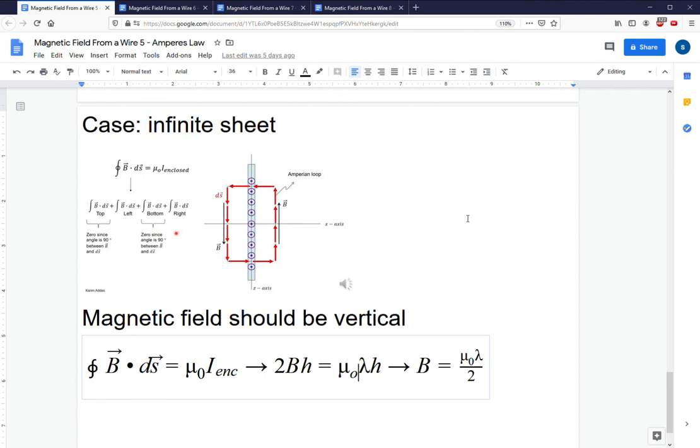Again, I would like to emphasize that the law of superposition still does apply. If we have multiple objects that are near each other, we can use Ampere's law on each object individually to find the magnetic field from that object, and then combine them to find the total magnetic field.